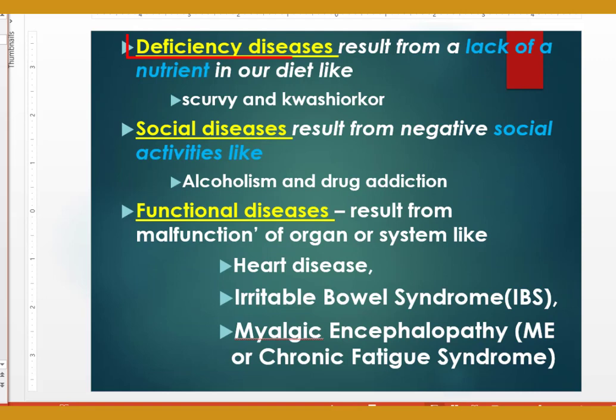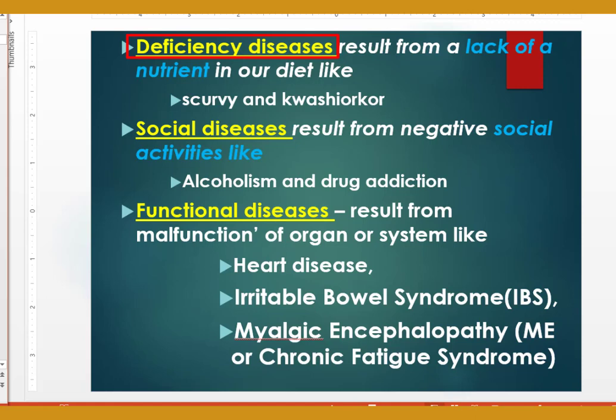The fifth type of disease is deficiency disease. Deficiency disease is a disease that can happen mostly due to lack of nutrients in our diet. This includes scurvy and kwashiorkor. I think we know these types of disease from grade 9. Scurvy is a severe deficiency of vitamin C in our foodstuff, and kwashiorkor is another severe deficiency of proteins in our diet.